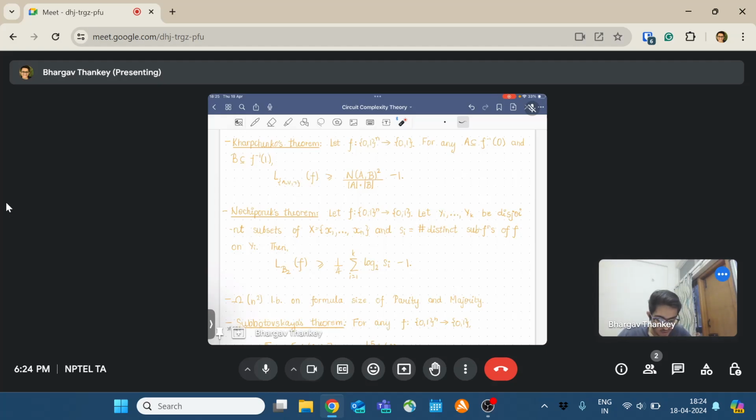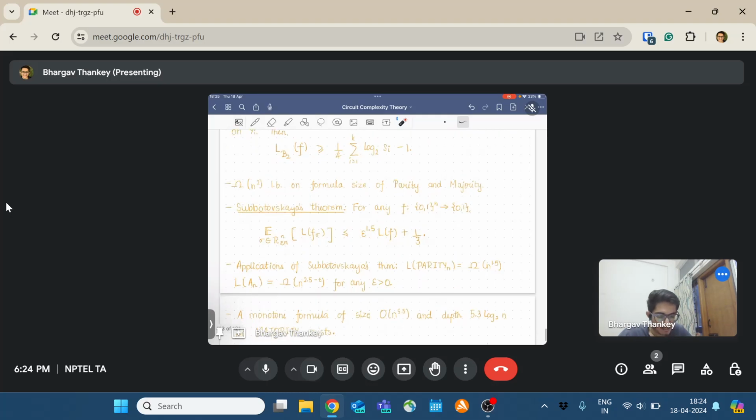So after that, we saw Subbotovskaya's theorem, and this theorem says that for any function f from {0,1} to the n to {0,1}, the expectation over a random restriction picked from this set, this set is the set of all random restrictions that leaves epsilon n variables untouched, is the expectation over random restriction of the size of the formula computing f restricted by sigma.